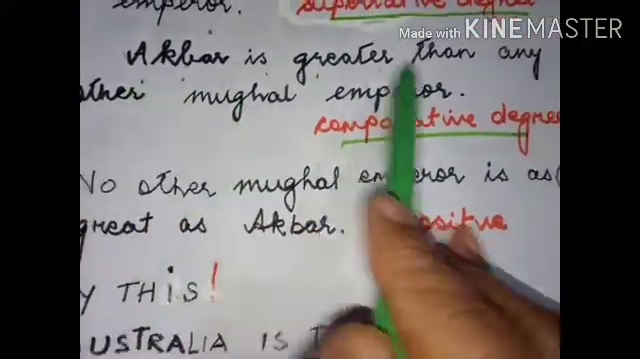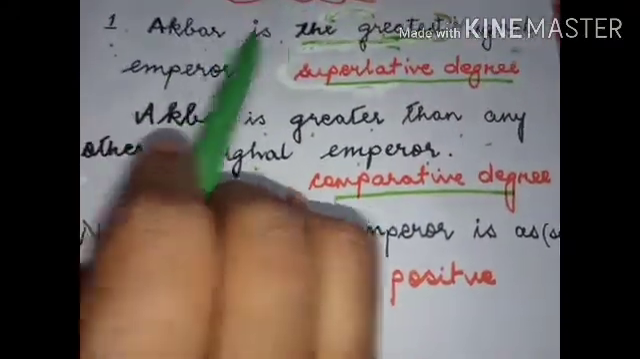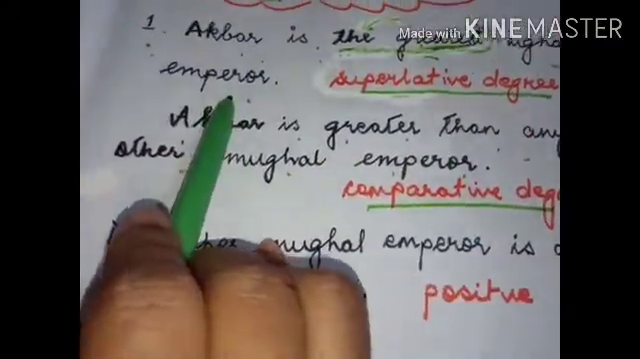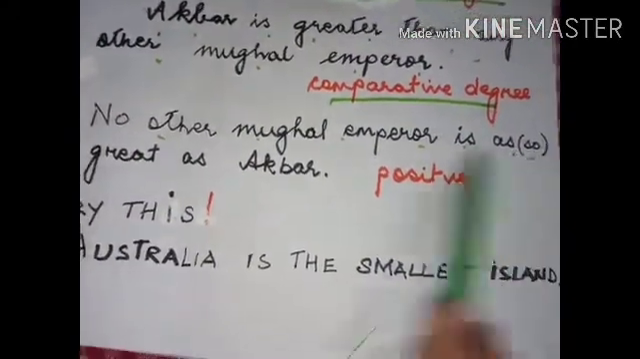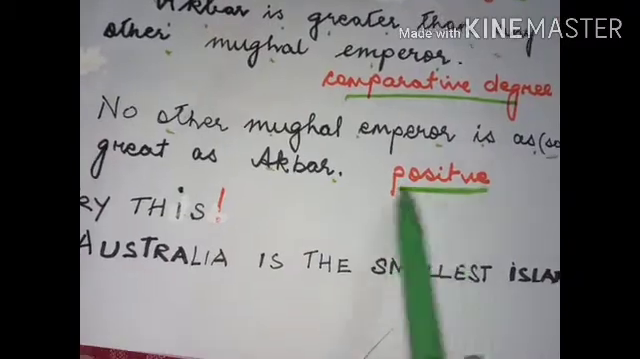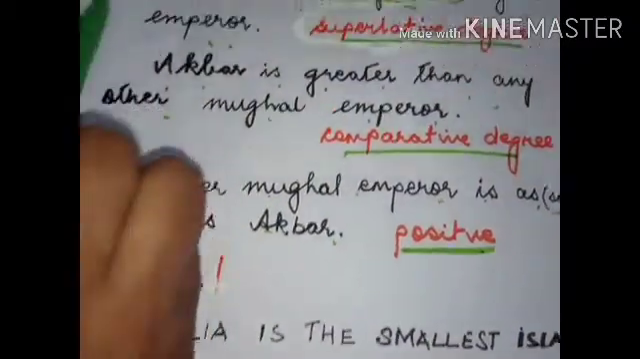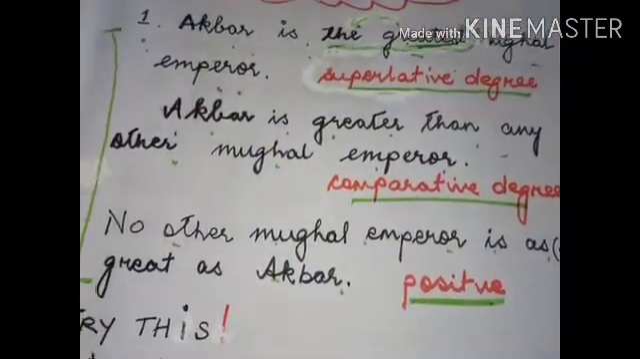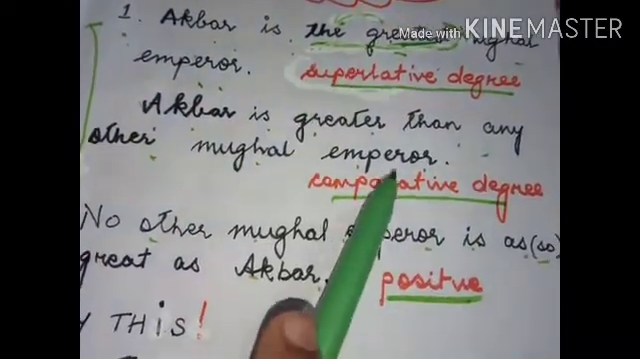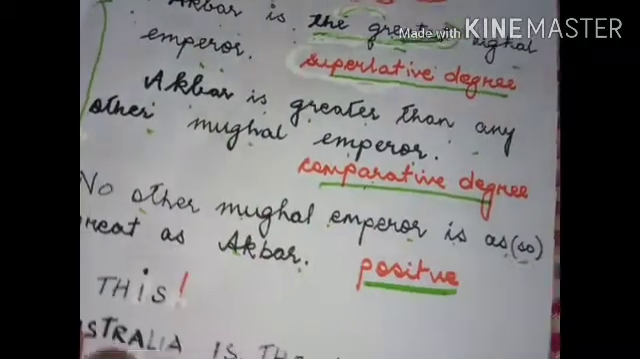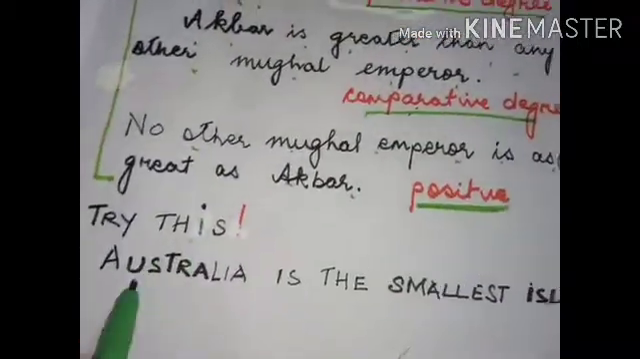So Akbar is greater than any other Mughal emperor. The meaning here is that Akbar is the greatest Mughal emperor. That means in positive it should be: no other Mughal emperor is as or so great as Akbar. So it is in the positive degree. This is the first pattern or the first way to convert from superlative to positive or positive to comparative and vice versa. Now you can try this.